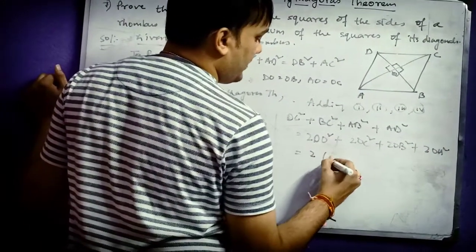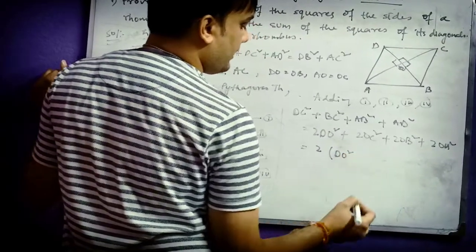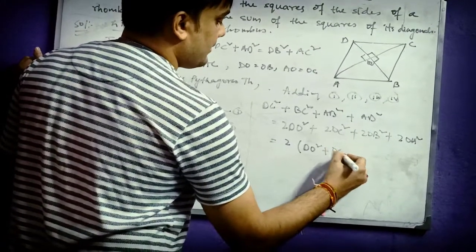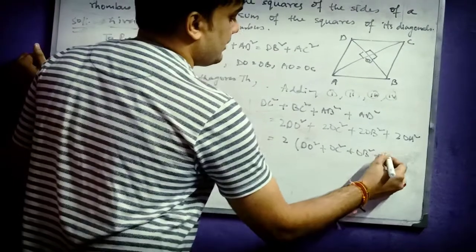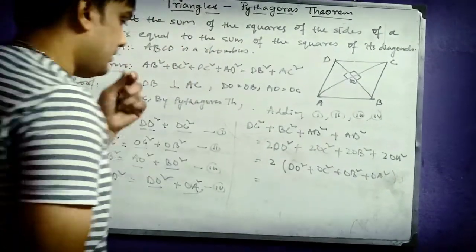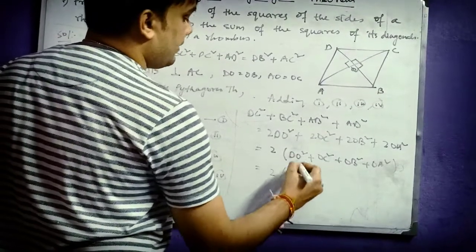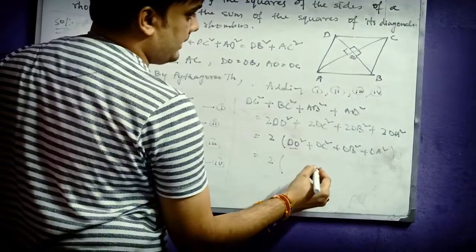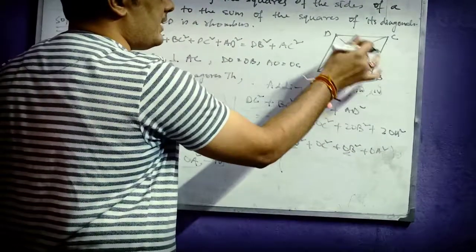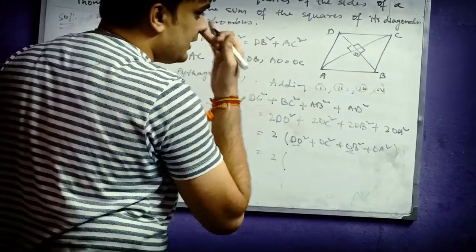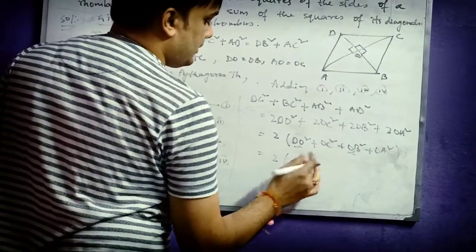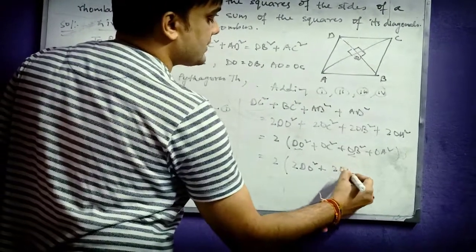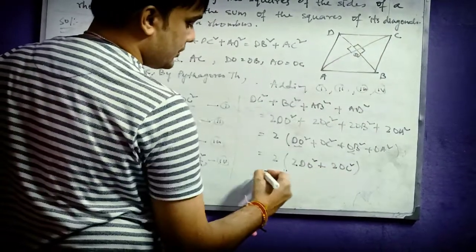Take 2 common, it will be DO square plus OC square plus OB square plus OA square. So this you get here. Now DO square can be written as, see DO and OB are equal, because diagonals perpendicularly bisect. So DO equals OB, so we can write 2 DO square. Similarly we can write 2 OC square, because OC and OA are equal.